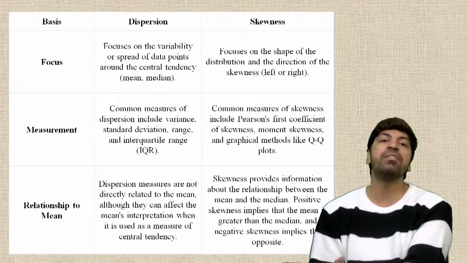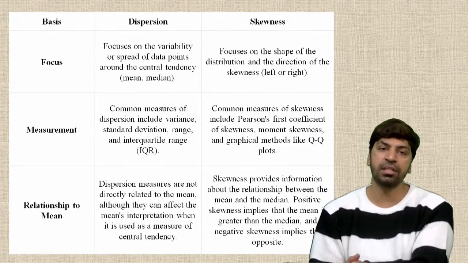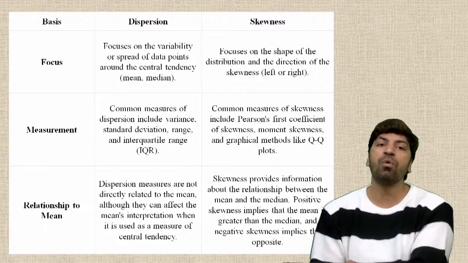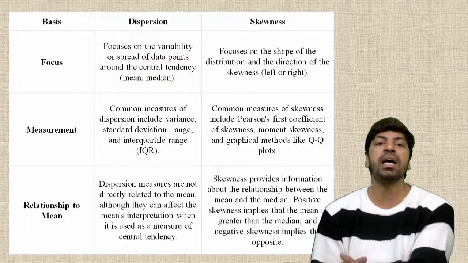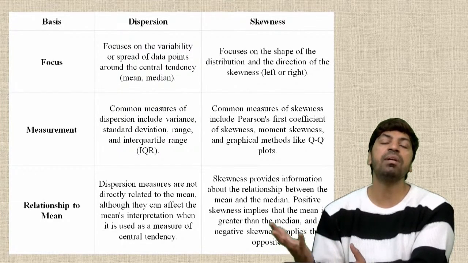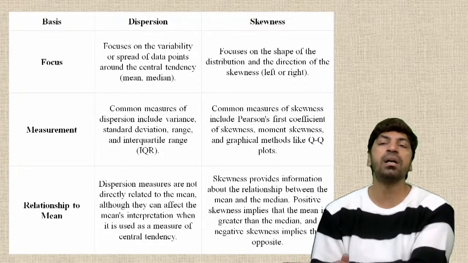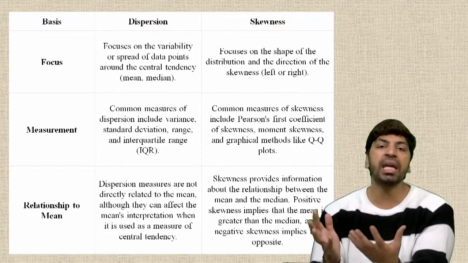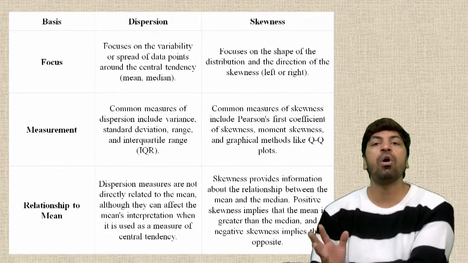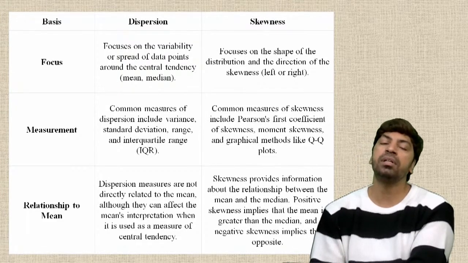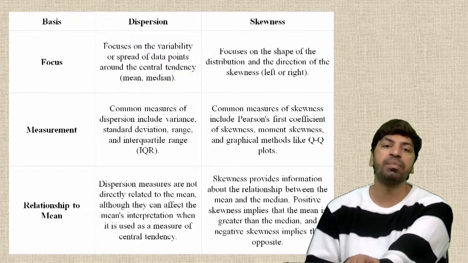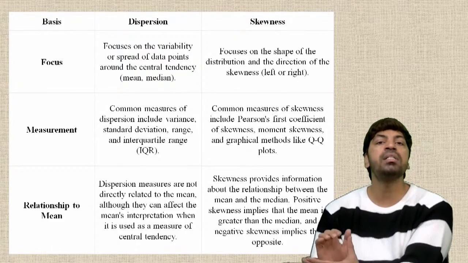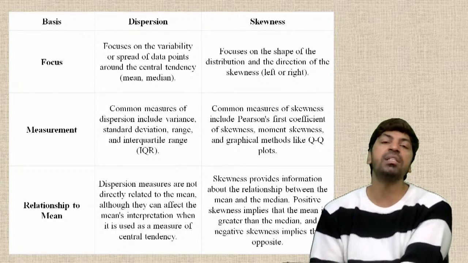So this is the difference between dispersion and skewness. The first one is focus. Dispersion mainly focuses on the variability, that is, how the data points are spread around the central tendencies. But skewness always focuses on the shape, the nature and the direction of the distribution of the data set. Measurement: the common measures of dispersion include the variance, standard deviation, range, interquartile range.